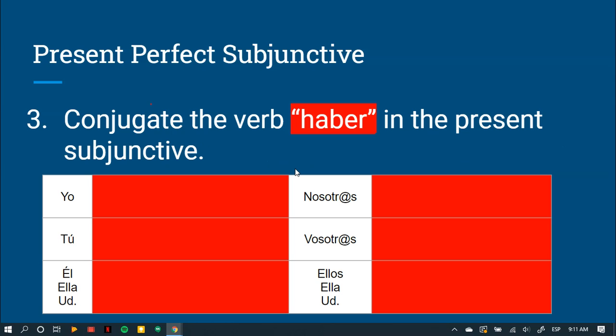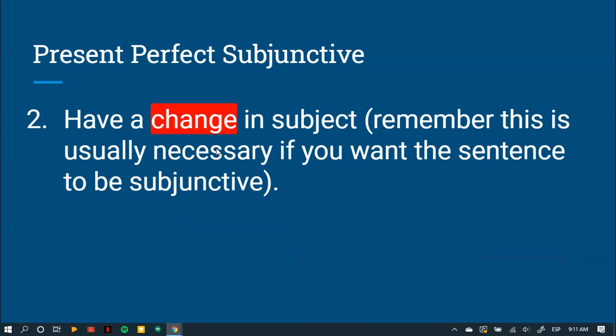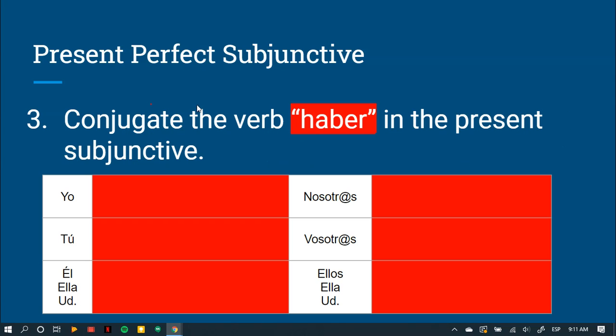Thirdly, we're going to conjugate haber in the subjunctive. That happens because we have a subjunctive indicator and a change in subject, theoretically. And so we're going to put haber in the present subjunctive. It's still present because it's still present perfect. It's just now in the subjunctive format.